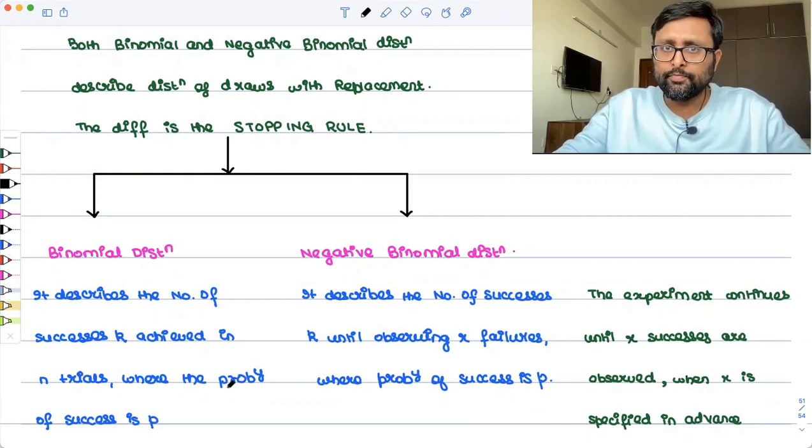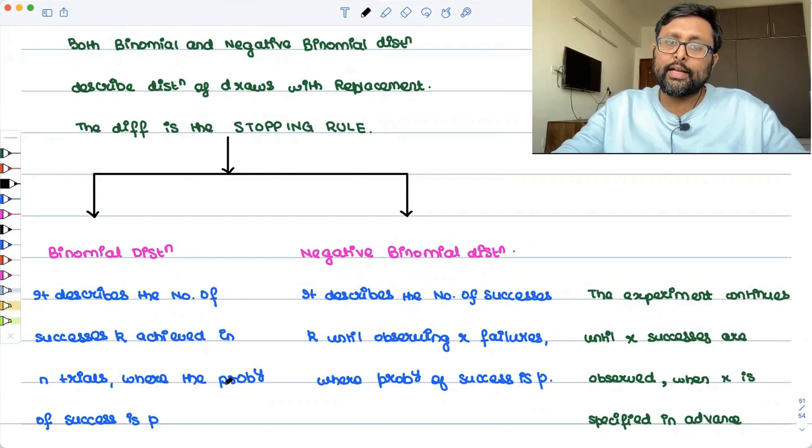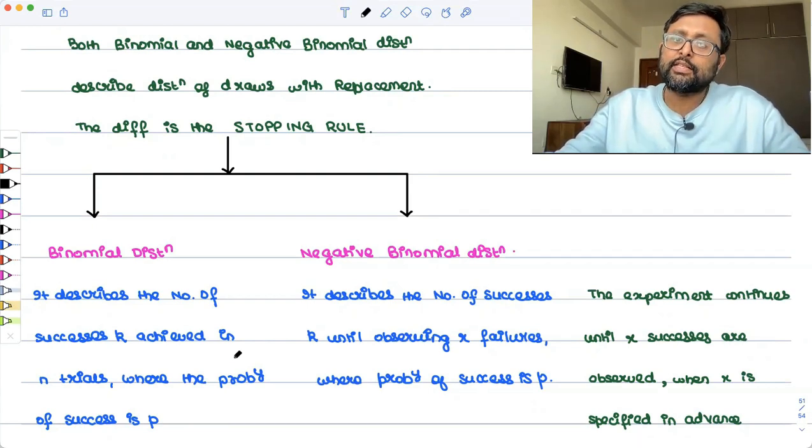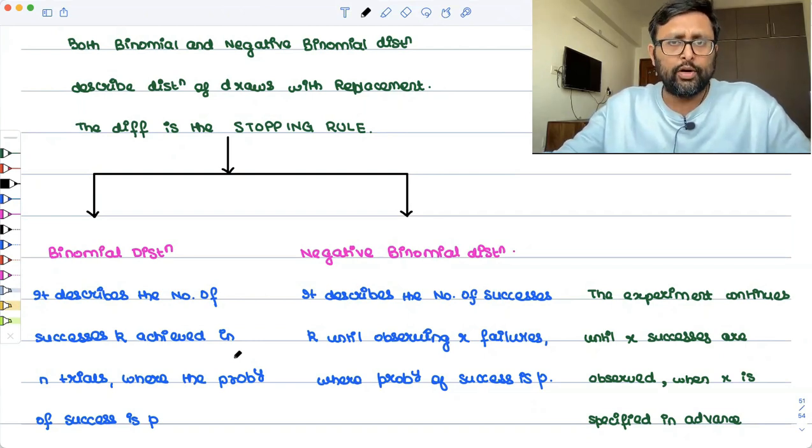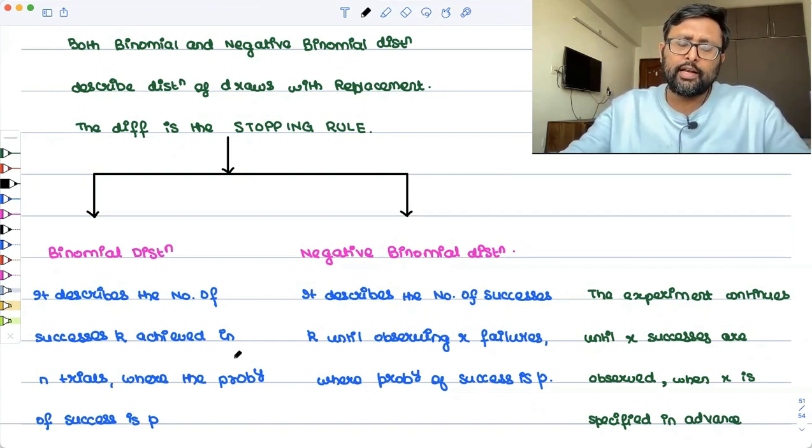Negative binomial tells you that you will be repeating the experiment till you get 2 heads, right? It describes the number of successes K until observing R failures, where the probability of success is P. So you'll be repeating the experiment till you are going to get, let's say, 2 heads or 5 heads or whatever it is. So there's a stopping rule. Both of them are with replacement, right? Both of them are telling you the distribution of draws with replacement, but the difference is the stopping rule.